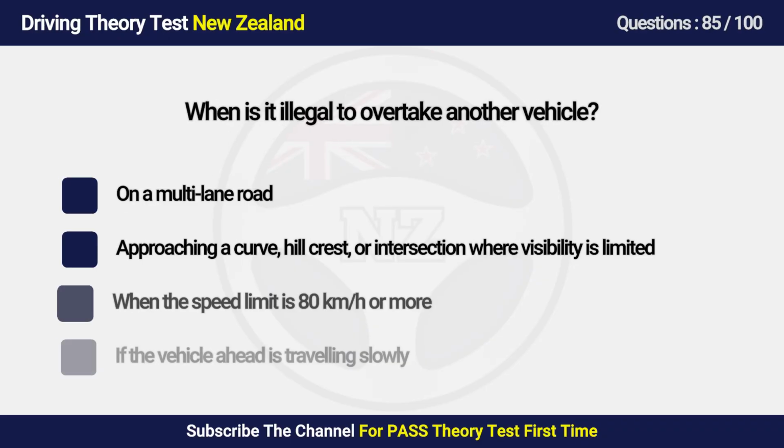Question 85. When is it illegal to overtake another vehicle? A. On a multi-lane road. B. Approaching a curve, hill crest or intersection where visibility is limited. C. When the speed limit is 80 kilometers per hour or more. D. If the vehicle ahead is traveling slowly.